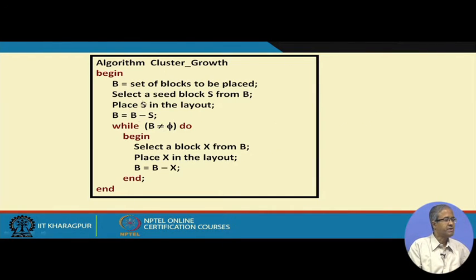This is the pseudocode for the cluster growth algorithm. B denotes the set of blocks that are to be placed. You select a block S from B, you call it a seed. There can be some heuristic; you select the block which is maximally connected, that can be your seed. You place S in the layout and remove S from B. While B is not empty, repeat: select a block X from B, place X in the layout and remove X from B. This is as if you are completing the entire thing, but there can be another restriction, as I said, which is not shown here. Each of these clusters can have a maximum size. Once that maximum size is reached, you can stop and start by selecting a seed for the next cluster. In this way several clusters can be formed, C1, C2, C3.